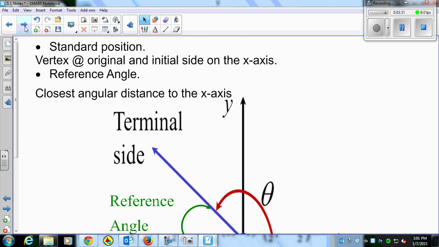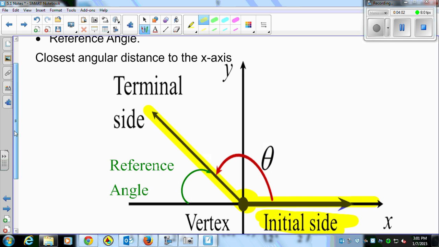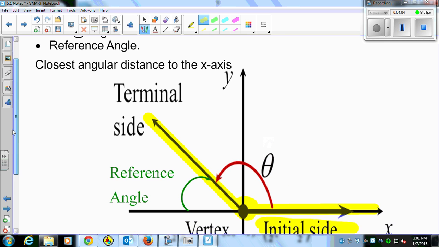All right, so some vocab that we want to get out of the way here. The standard position of an angle: the vertex is at the origin and the initial side is on the x-axis. So you can see our initial side here is on our x-axis, and our terminal side is out here, with the vertex at our origin. So that is what we refer to as the standard position of an angle.